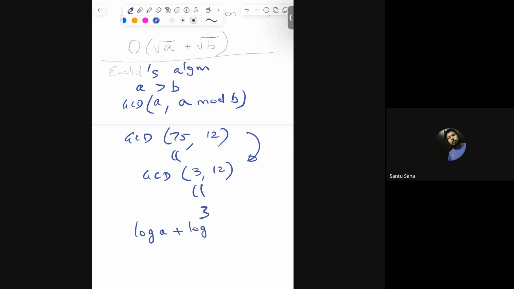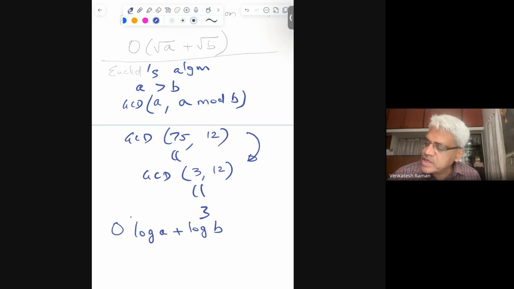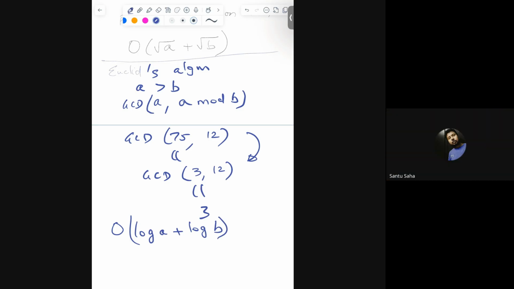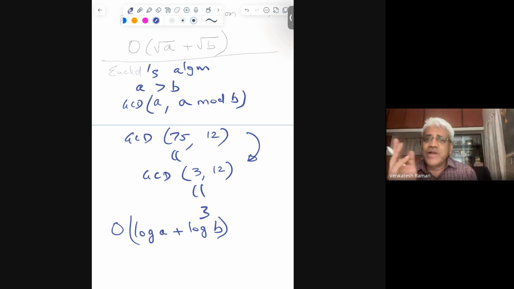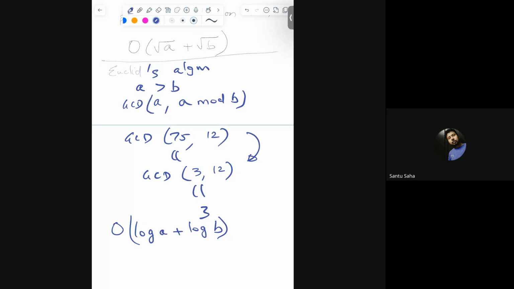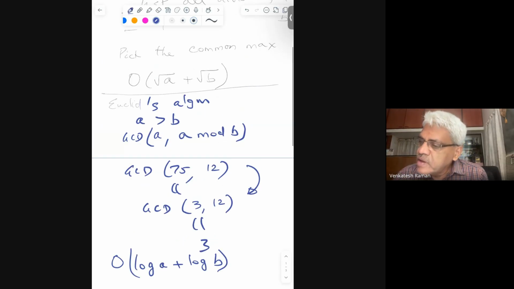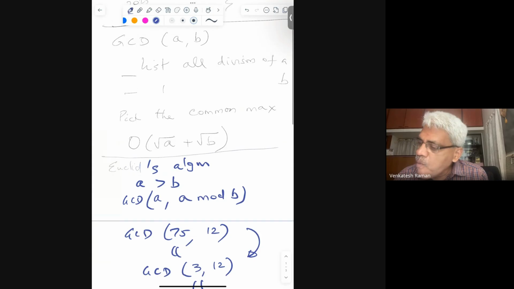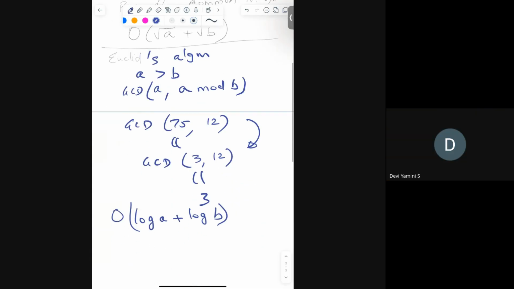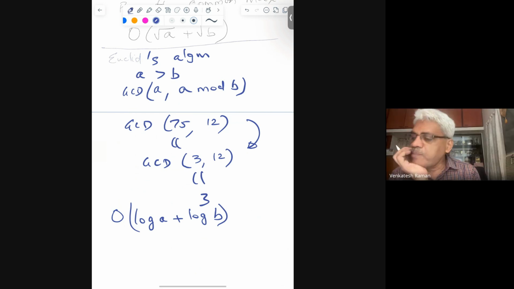I just don't exactly remember it, but the base is something different. The base doesn't matter. Yamini, do you remember how it is, or have you seen this? I just know the procedure of GCD, but I don't know the time complexity, sir.